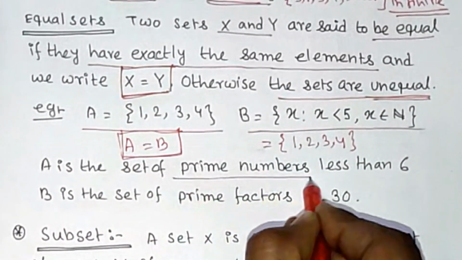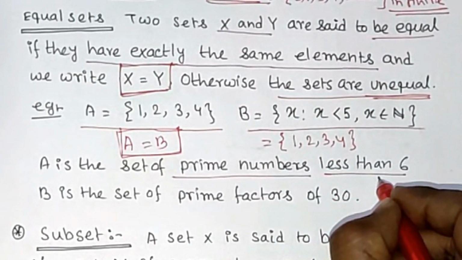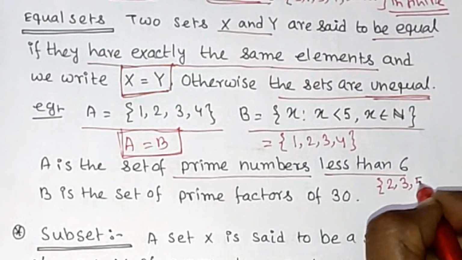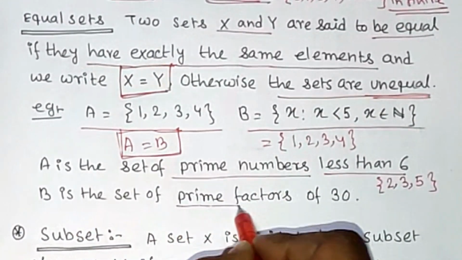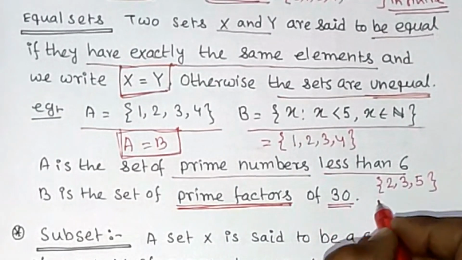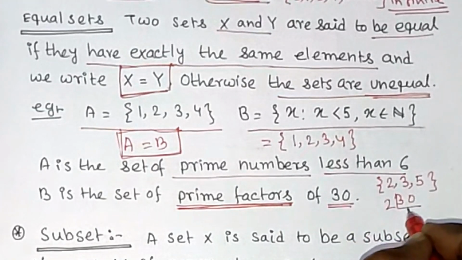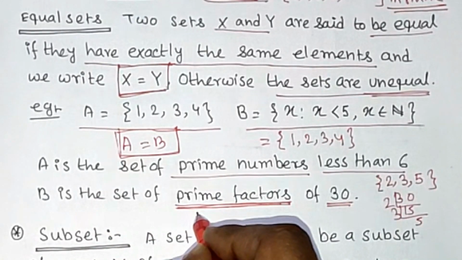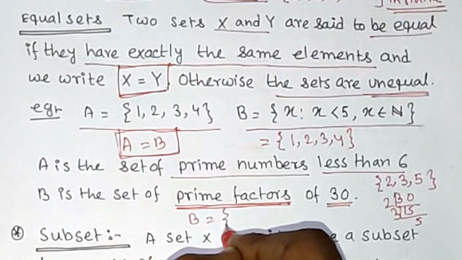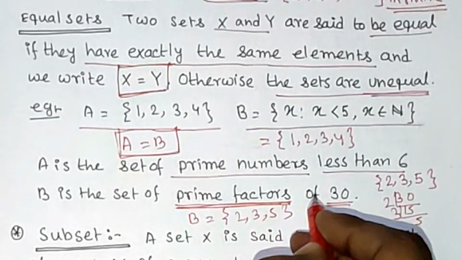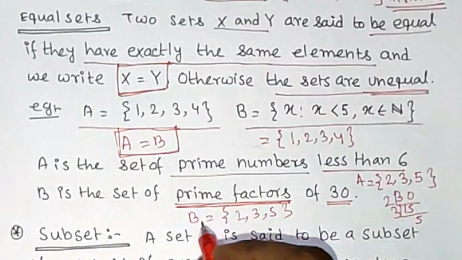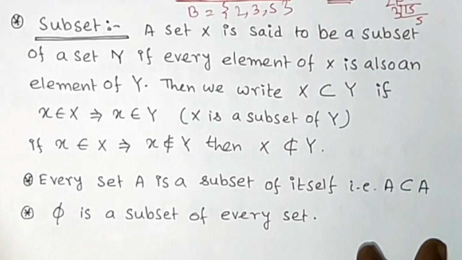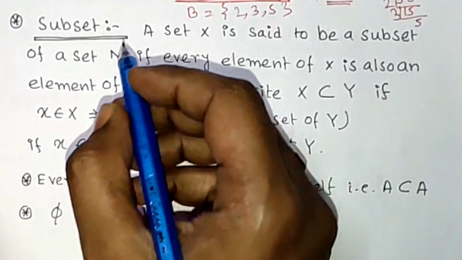Next, another one. A is the set of prime numbers less than 6. Prime numbers less than 6 means, remember the prime numbers: the first prime is 2, then 3, then 5. Now B is the set of prime factors of 30. So 2 times 15 is 30, 3 times 5 is 15. So the collection of prime factors of 30 is the set B and we write B equals {2, 3, 5}. Now look, the set A is {2, 3, 5} and the set B is also {2, 3, 5}. So both are equal.